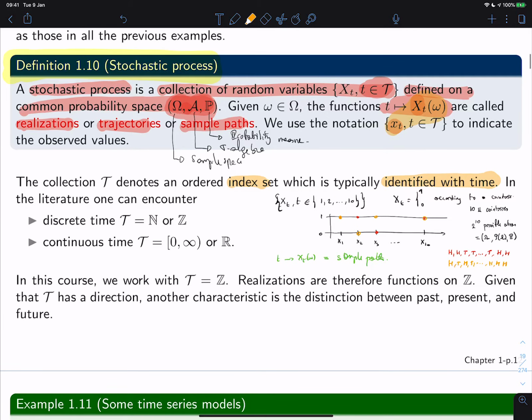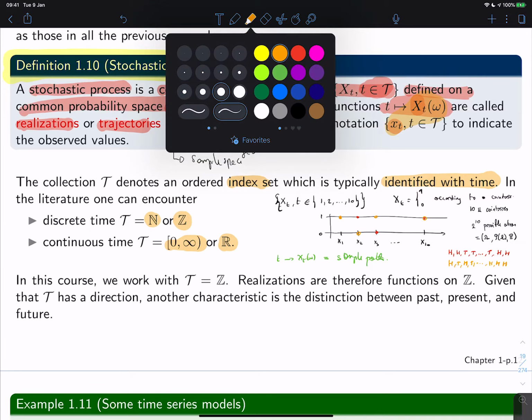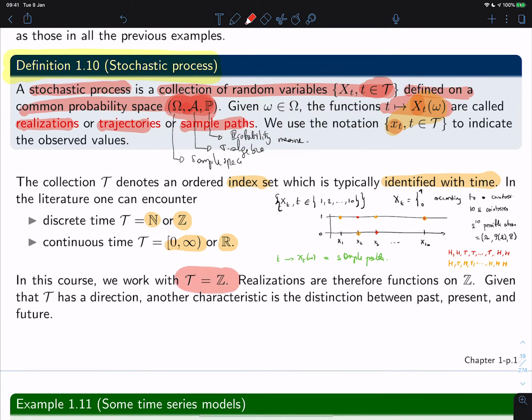And in the literature, you have either integers or positive integers, and you could also have continuous positive time or continuous time over the reals. In this course, for the models at least, we'll be working with the index in integer time. You all know what the integers are. So it's this set here.